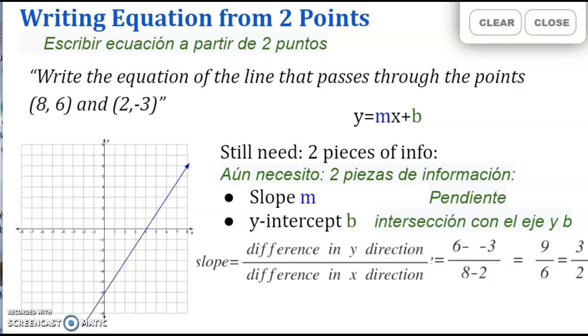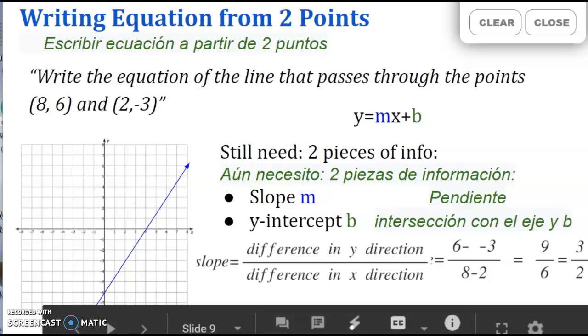So where we've left off, we're trying to find the equation of the line that passes through (8, 6) and (2, -3). Remember the equation has to be y = mx + b. To do that, we need to find the m, and we need to find the y-intercept. So to find the slope, the first thing we're going to do is find the difference in the y direction. What is the difference in the y direction?